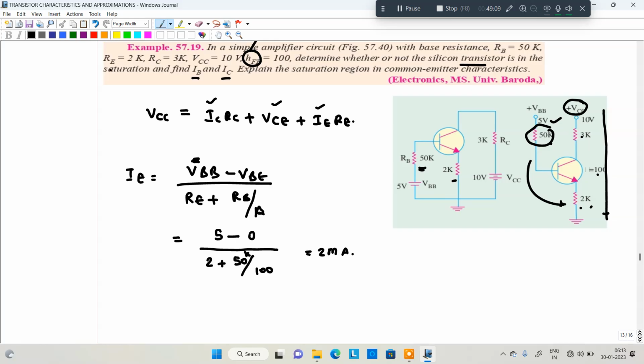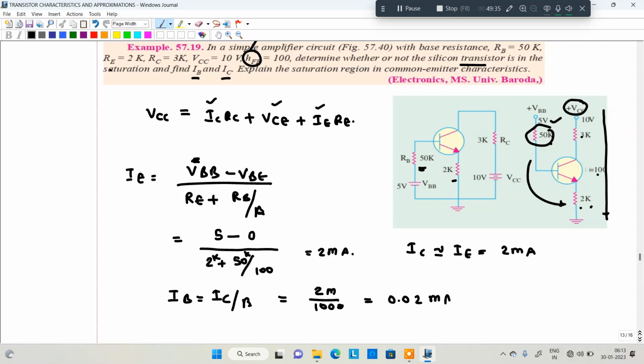It is also 2k. Once you got the IE value, next IC. IC is approximately equivalent to IE, so 2 milliamperes can be considered. Next IB. IB is equal to IC by beta, you know that. What is the IC? 2 milliamperes, by beta is 100. That will be equivalent to 0.02 milliamperes.